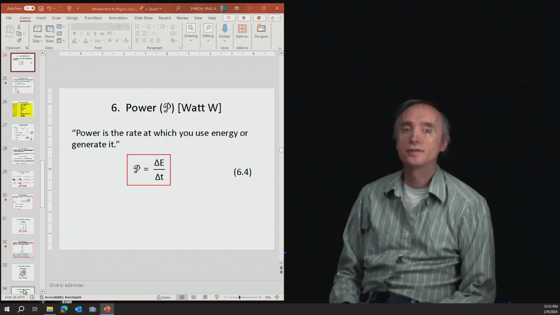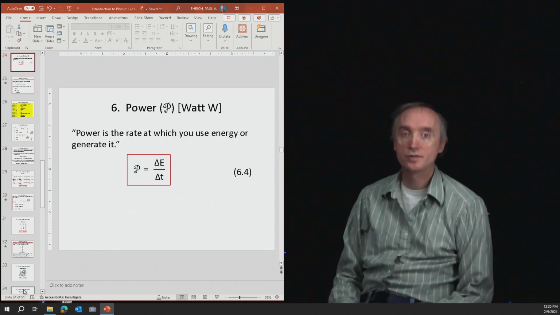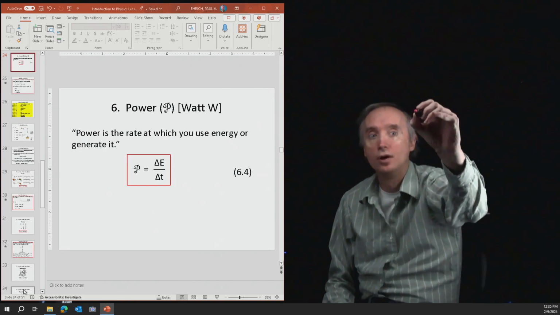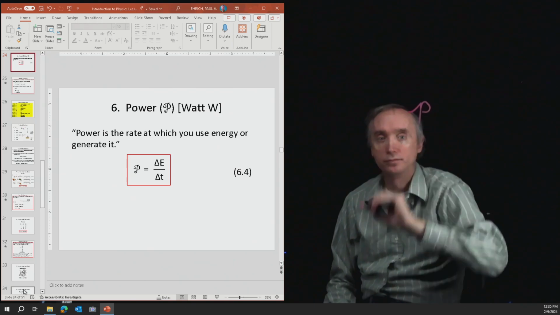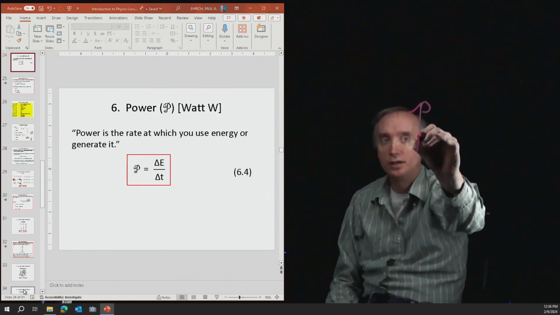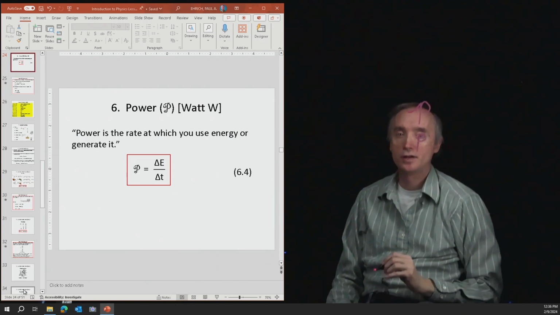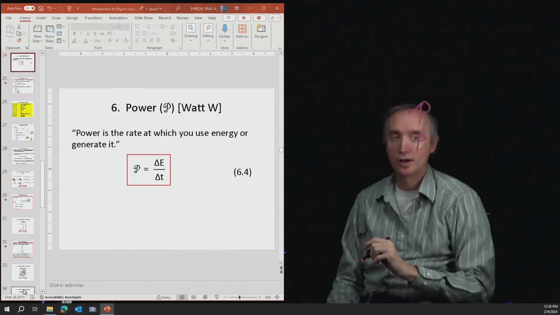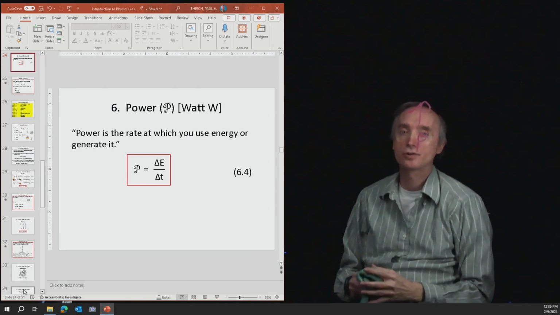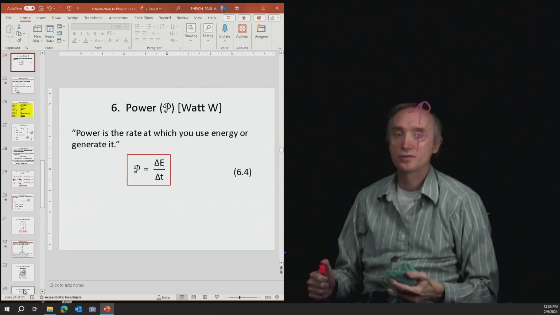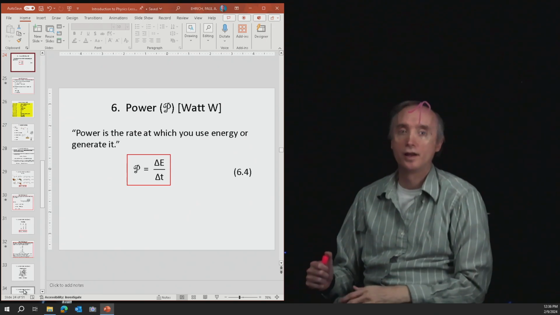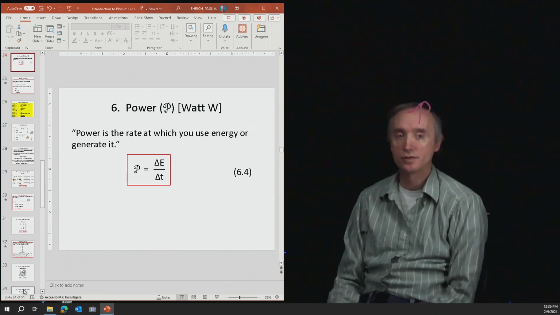Okay, so the next concept that we want to discuss is power. And we're going to abbreviate power with a cursive P. So you might be wondering, well, why don't I use a regular P for power? That's because I like to use the regular P for pressure. And we're not really going to be doing a whole lot with pressure in this course, but I just like to use one letter to represent different concepts in physics.